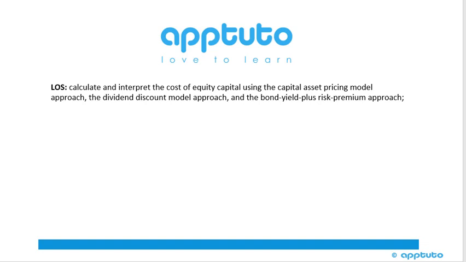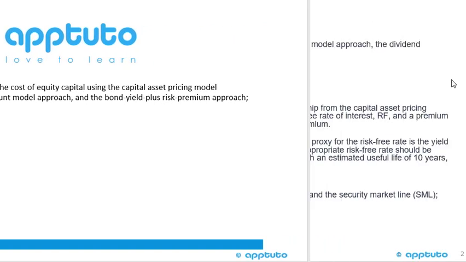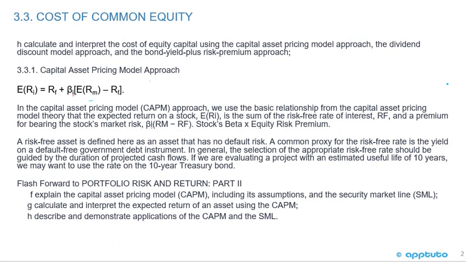This LOS is to calculate and interpret the cost of equity capital using the capital asset pricing model approach, the dividend discount model approach, and the bond yield plus risk premium approach. So now we're moving on to how to calculate the cost of common equity, and as the LOS says, there are three approaches. One is using the capital asset pricing model approach. Two is the dividend discount model approach, and then finally there's the bond yield plus a risk premium approach.